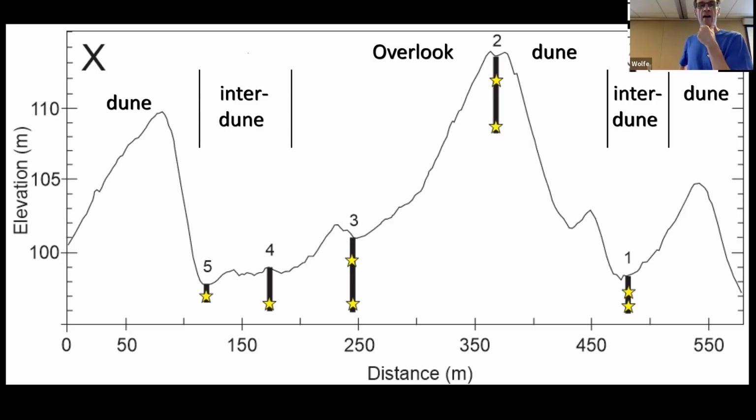But getting down 5 meters is pretty good. And the stars are where we sampled to get the age of the dune. All right. And we actually collect, you'll see in a moment, we brought up samples at about 6 to 8 inches at a time. And I'll show you what I mean by that.